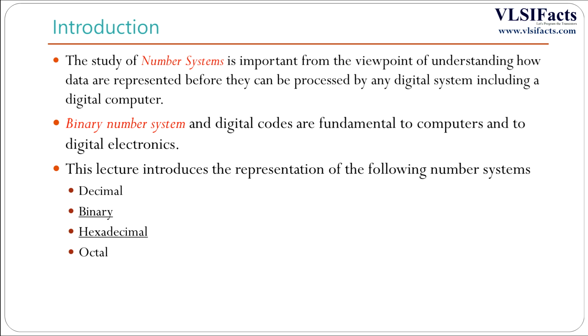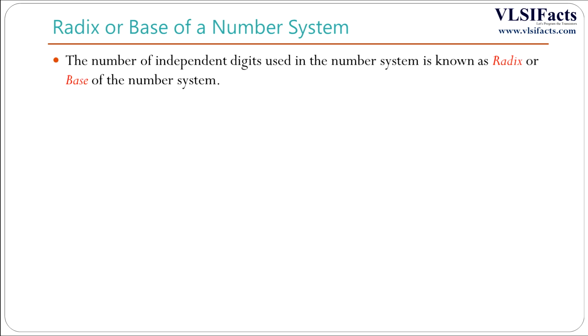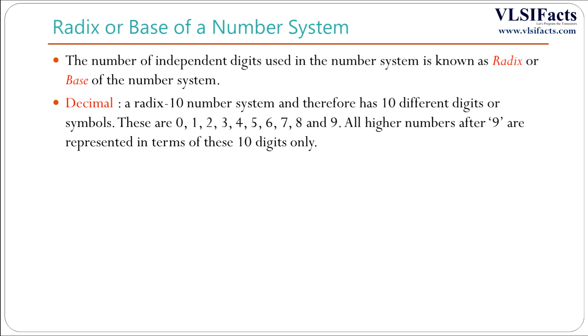Binary and hexadecimal are the popularly adopted number systems in digital electronics, which we would frequently use in further lecture classes. Let us understand what is called a radix or base of a number system. The number of independent digits used in the number system is known as radix or base of the number system. For example, decimal is a radix 10 number system. It has 10 different digits or symbols such as 0, 1, 2 up to 9. Any number higher than 9 can be represented using these 10 digits.